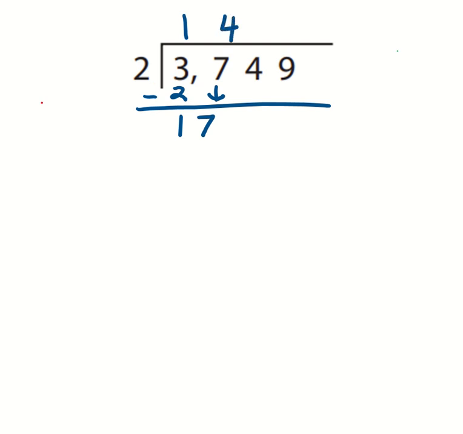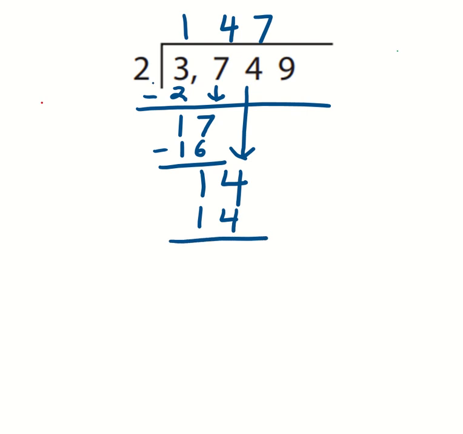How many times will 2 go into 17? 4 times. 4 times 2 is 16. And 16 from 17 is 1. We have another number to the right we can bring down. And we have ourselves a 14. How many times will 2 go into 14? Well, it will go 7 times. Exactly 7 times. Because 7 times 2 is 14, and 14 decreased by itself is 0.